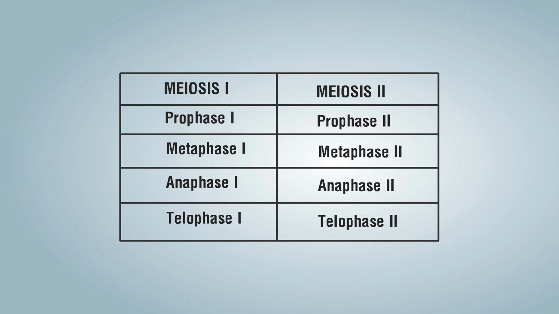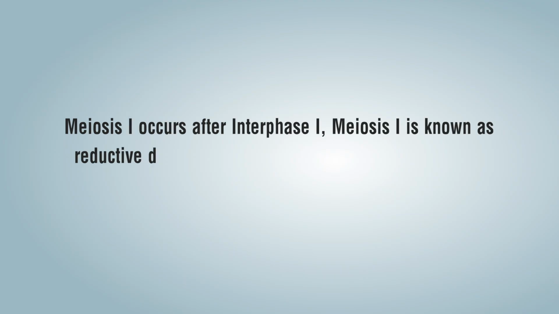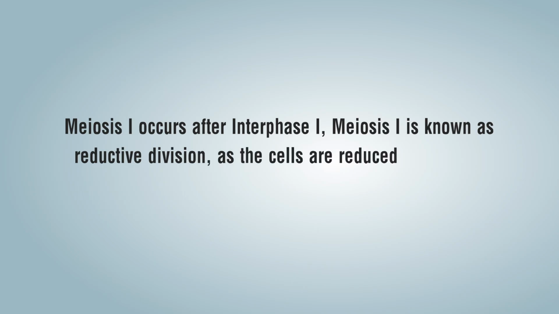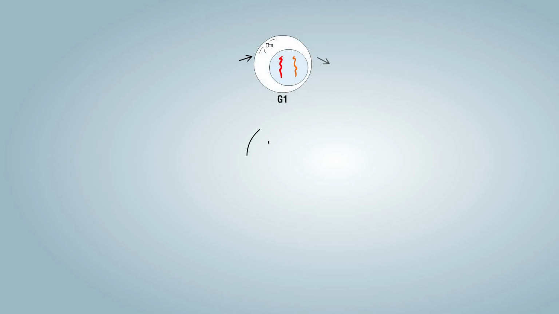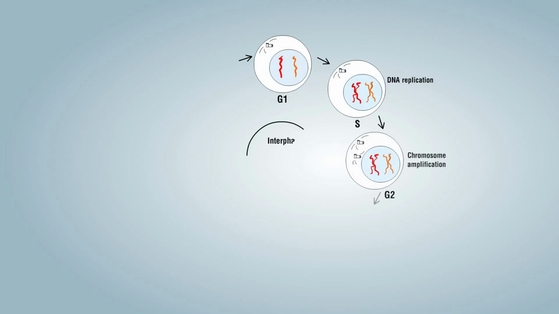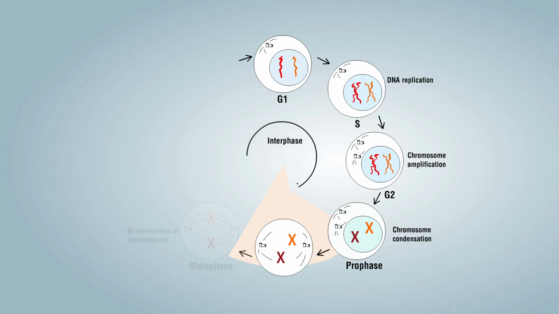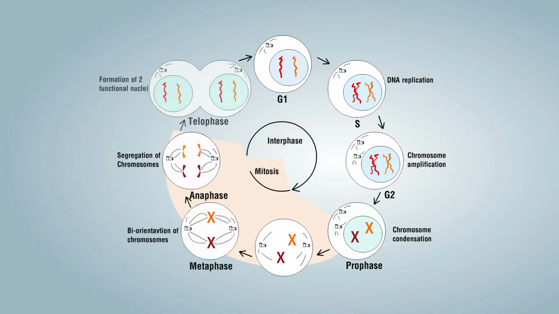Now let us examine the changes that occur during meiosis I. Meiosis I occurs after interphase I and is known as reductive division because the cells are reduced from diploid to haploid. As outlined earlier, this process is comprised of 4 distinct stages. Let us now proceed with a detailed examination of each stage.